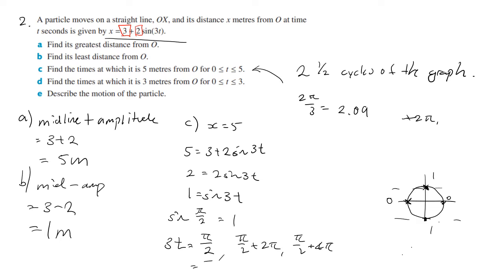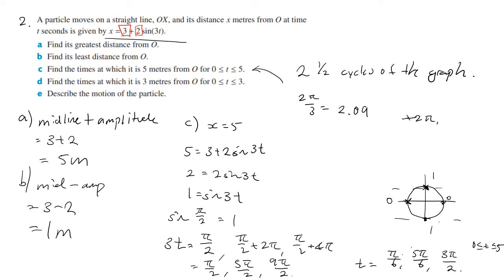That will be pi on 2, 5 pi on 2, 9 pi on 2. So t is equal to pi on 6, 5 pi on 6, then 9 pi on 6, which is 3 pi on 2. That will be our answer for t is between 0 and 5.